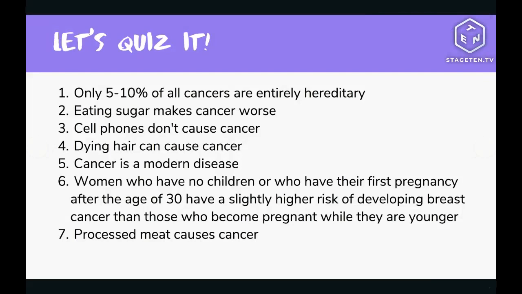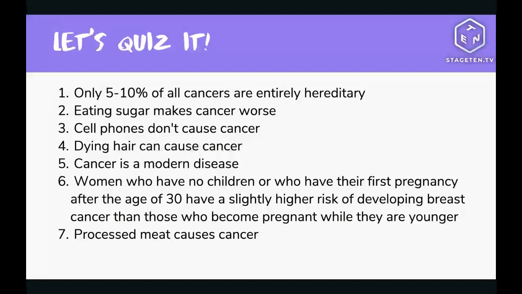And this statement was false. Actually, research has shown that cancer cells consume more sugar, glucose, than normal cells, but eating sugar will not make your cancer worse, and if you stop eating sugar, the cancer will not shrink or disappear. However, a high sugar diet may contribute to excess weight gain and obesity, which are associated with an increased risk of developing several types of cancer.